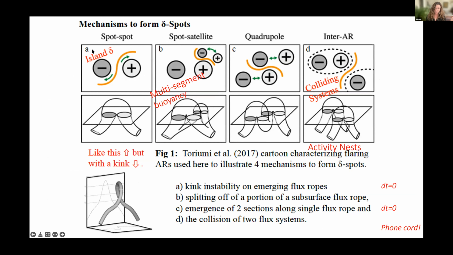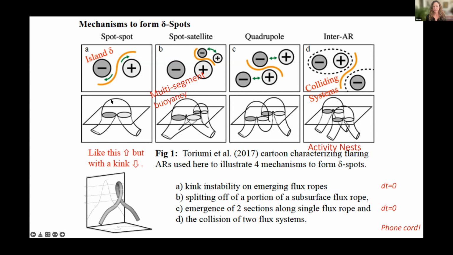The spot-spot is basically the island delta from the description by Zirin and Liggett, compact. It's supposedly a kink instability acting on the emerging flux ropes. The difference that I can see between Zirin and Liggett and this Toriumi classification is that they often include active regions with a pretty large, pretty long polarity inversion line, instead of the region needing to be quite compact as Zirin and Liggett described.